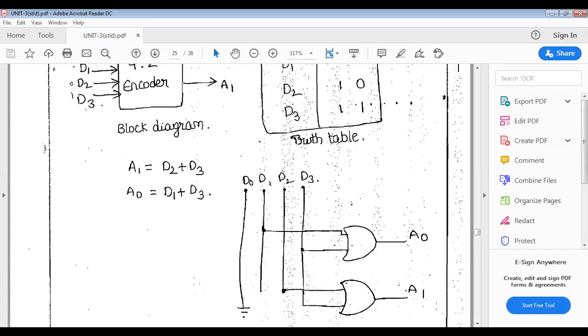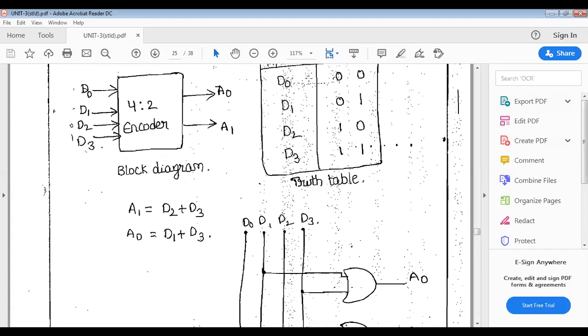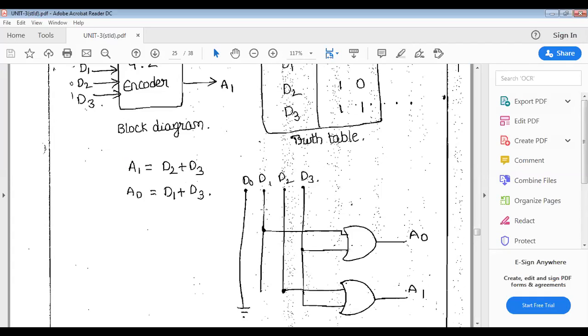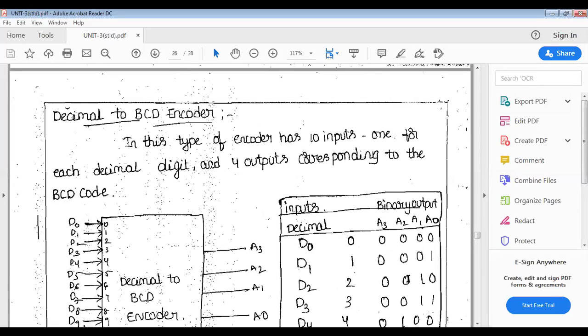Take all 4 inputs. D0 is connected to ground, because there are no high values of A0 and A1 when we take the D0 value. D1 and D3 give A0, and D2 and D3 give A1. Okay, the logic diagram.